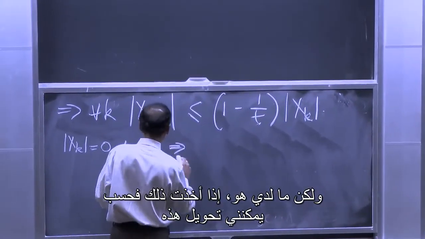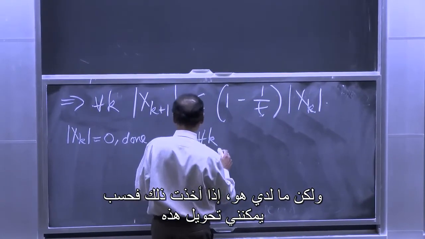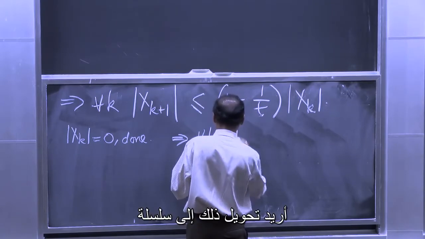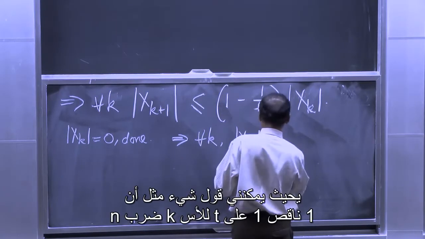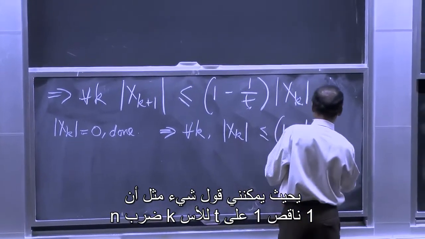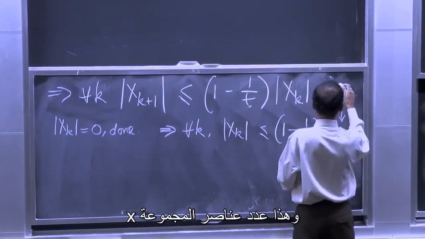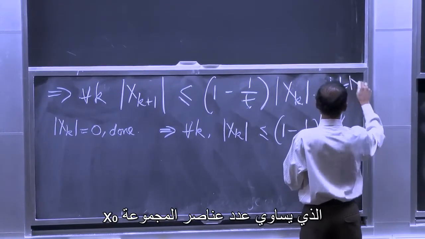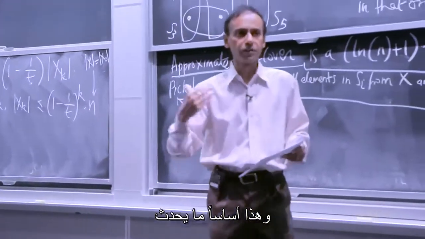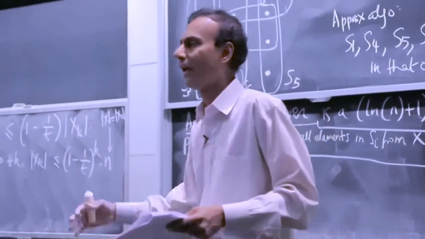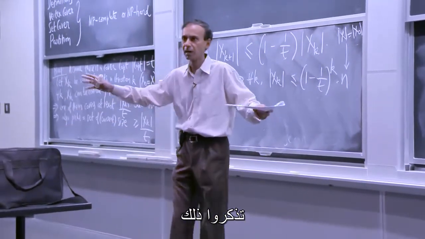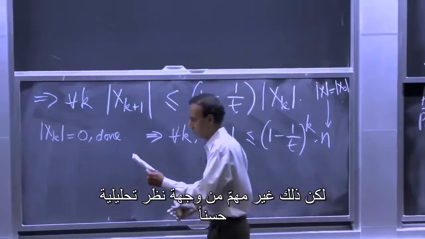What I have is a recurrence, and I want to turn that into a series. So I can say something like 1 minus 1 over t raised to k, times n, where n is the cardinality of x, which is the cardinality of x0. That's essentially what happens. I constantly shrink as I go along, and I have a constant rate of shrinkage here, which is the conservative part of it. Keep that in mind, but it doesn't matter from an analysis standpoint.